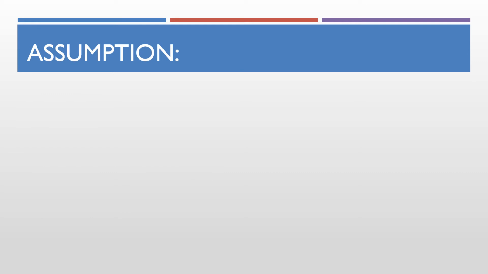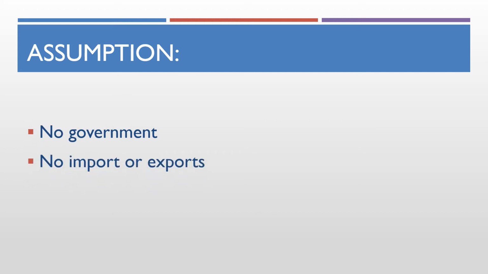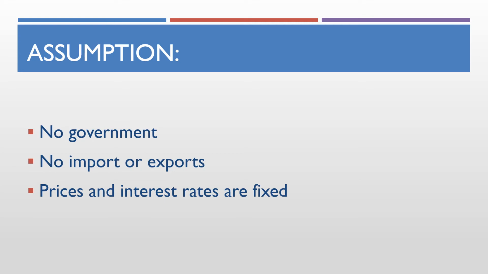So let's make some assumptions so that we can reduce the complexity of the model and focus more on the logic of the model first. We would like to build a model with these assumptions. Number 1, we build an economy that has no government. That means no one is taking tax, no government is spending money, and no government is reallocating money from the households back to the households, no transfer payments.